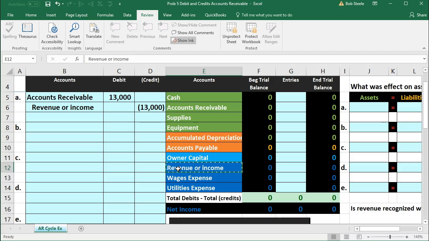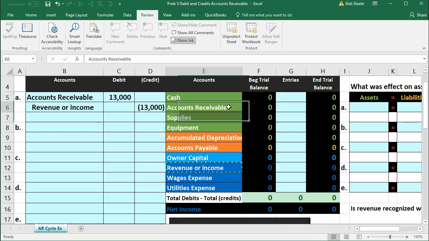How do we increase something? We do the same thing to it as its normal balance. So revenue has a credit normal balance. We will then increase it by doing the same thing to it by crediting revenue. So let's post this. This is the beginning balance. This is going to be the column we will post to.